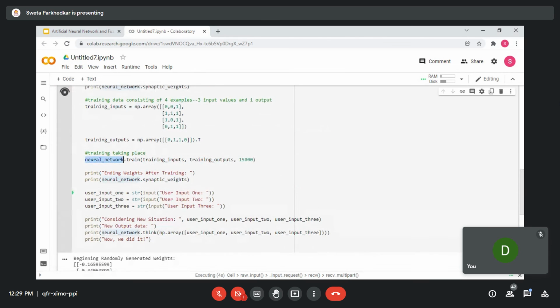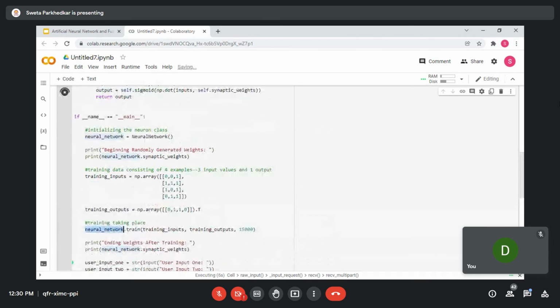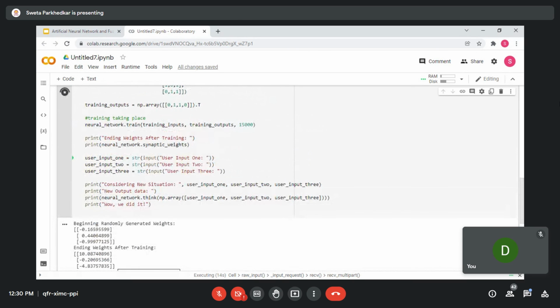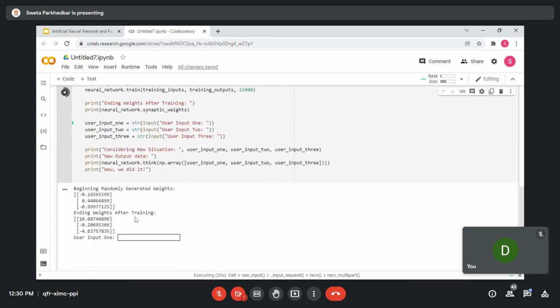So this neural network is a class already defined in this library. After this, it will begin randomly generating the weights. It is still running, meaning it will try to perform 15000 iterations.